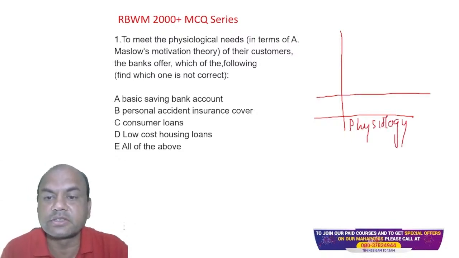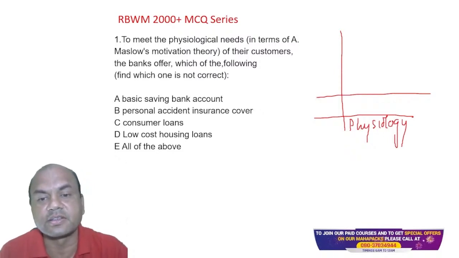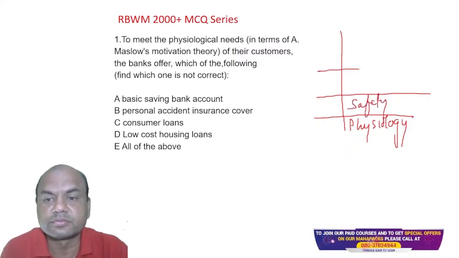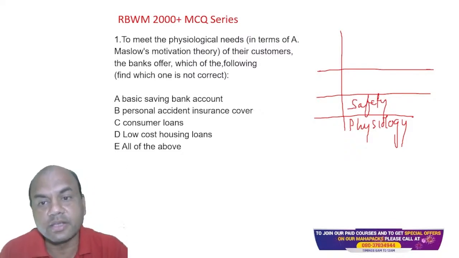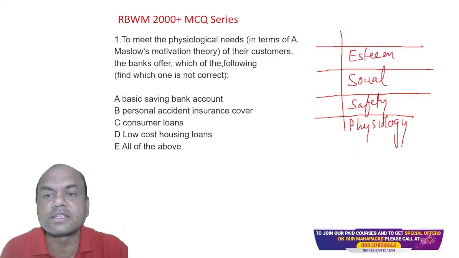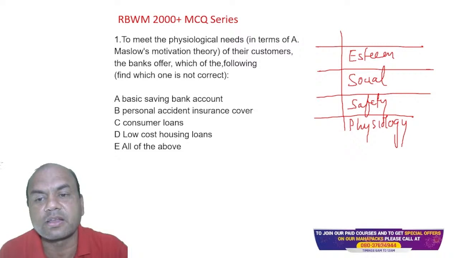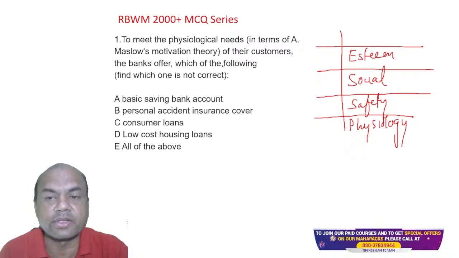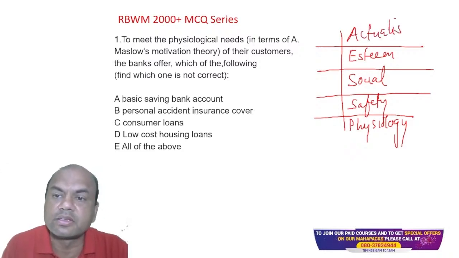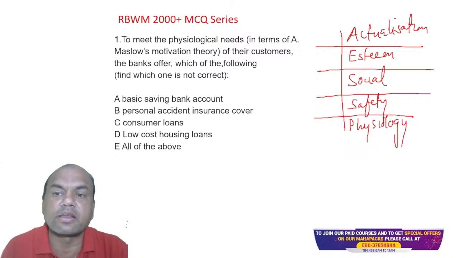Okay. Second one is after that. Safety, correct. Third one is belongingness or social, one and the same thing. Fourth, esteem, right? And fifth one, which is the last stage of Maslow's hierarchy? Self-actualization, correct. This is the last stage of Maslow's hierarchy.